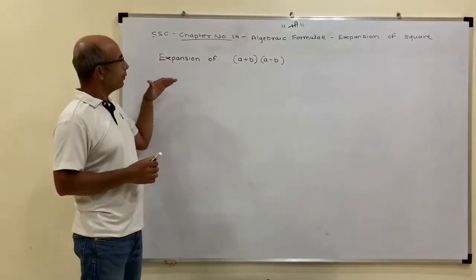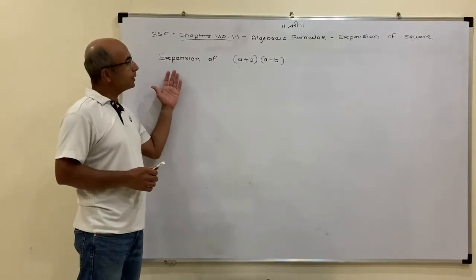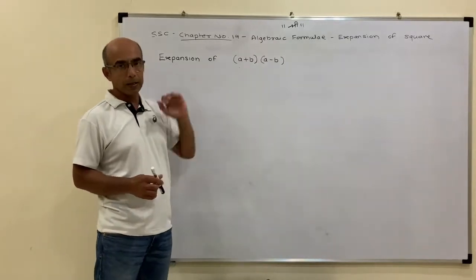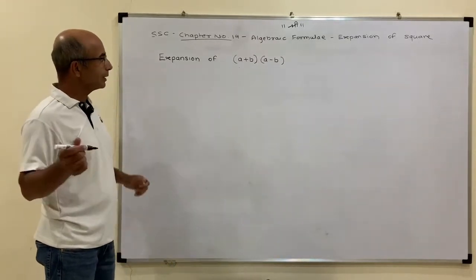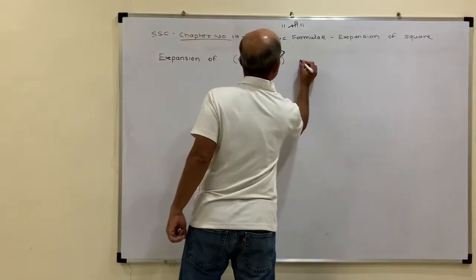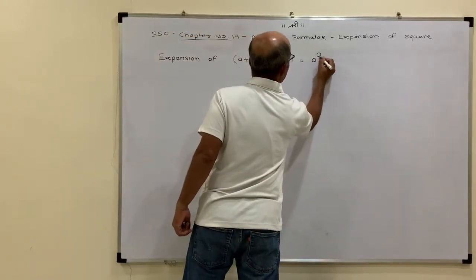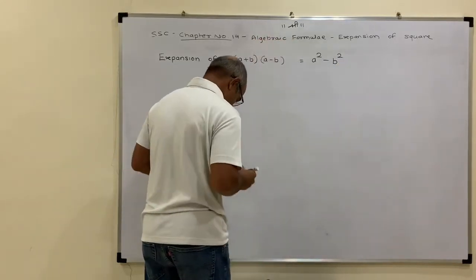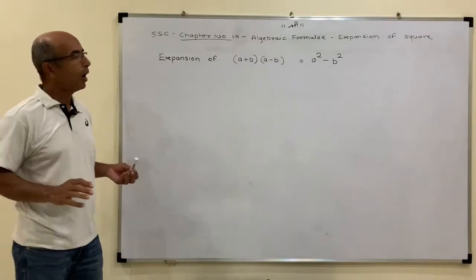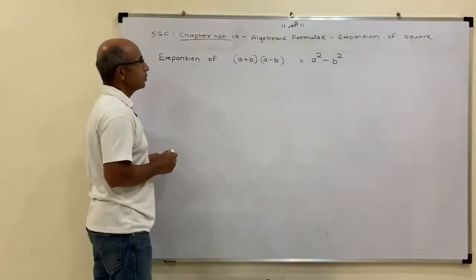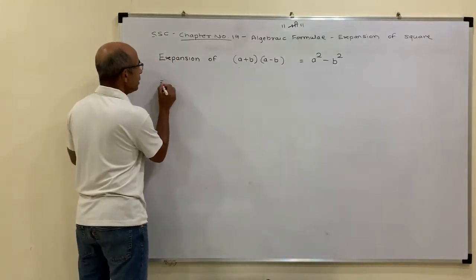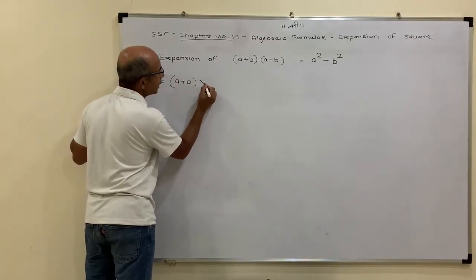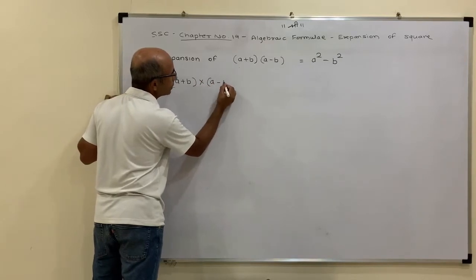Now, today we will be learning the expansion of (a plus b) into (a minus b). Actually, the result is (a plus b) into (a minus b) equals a square minus b square. Now we'll confirm how this is true. So here we will be multiplying (a plus b) into (a minus b).